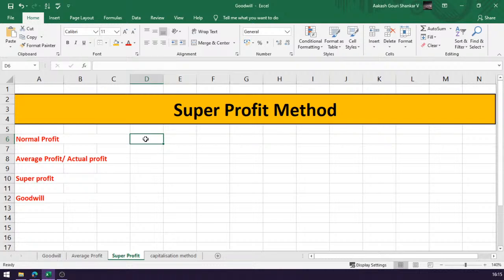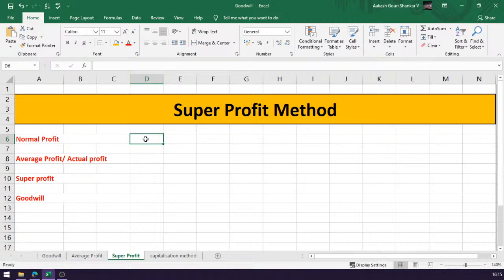Now, for example, I have invested rupees 1 lakh, and if I invest rupees 1 lakh and do the business, the normal return, the general opinion of the public would be like, if we invest 1 lakh and do this business, we will be earning a return of 10%. So the normal return is not the actual return, it is an anticipated return which we might get by investing rupees 1 lakh. That is a normal profit.